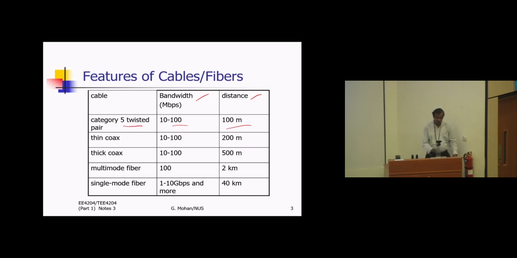Then we have two kinds of coaxial cables, thin coaxial cables and thick coaxial cables. Both can be used to support 100 Mbps data communication, but they differ in the distance supported, and of course in their other physical characteristics. We are not going into the details. Thin coaxial cable can be used to connect systems within 200 meters. Thick can support up to 500 meters.